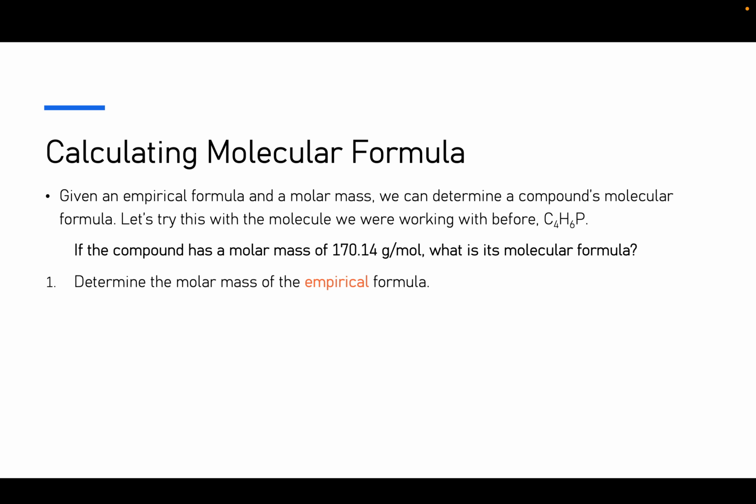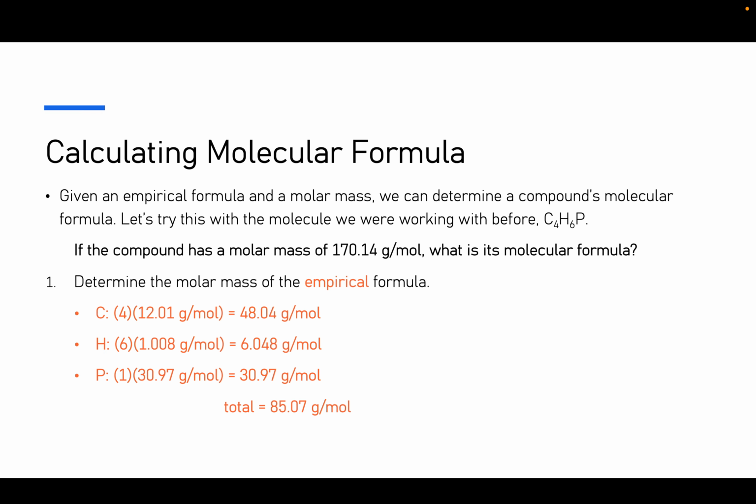Once you have the empirical formula, if you're given the molar mass, you can figure out the compound's molecular formula. So let's try that with the molecule we were just working with. They're telling us that the molar mass is 170.14 grams per mole and asking you to find its molecular formula. First step is to find the molar mass of the empirical formula, and you're going to do this by multiplying the subscripts by the molar mass of each of the component parts and adding it up.